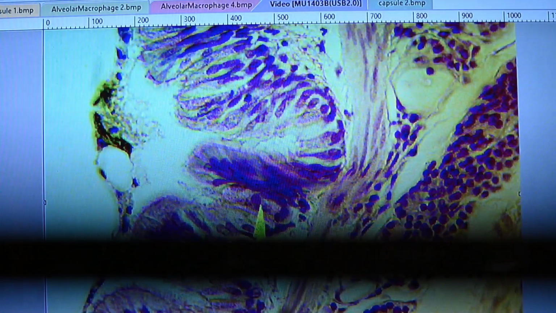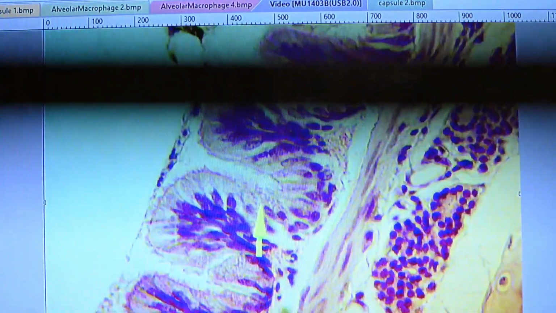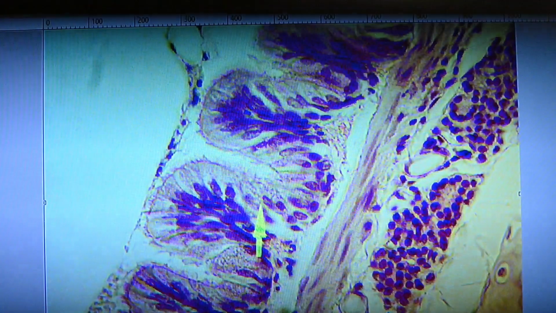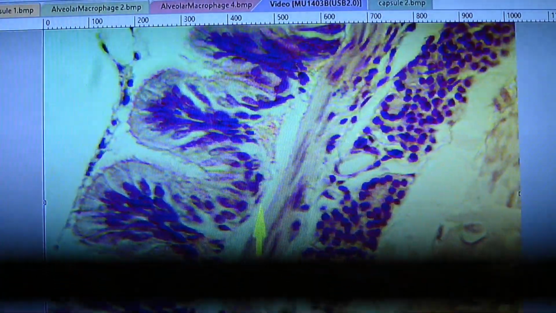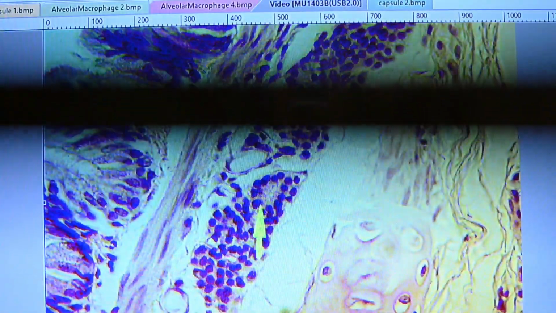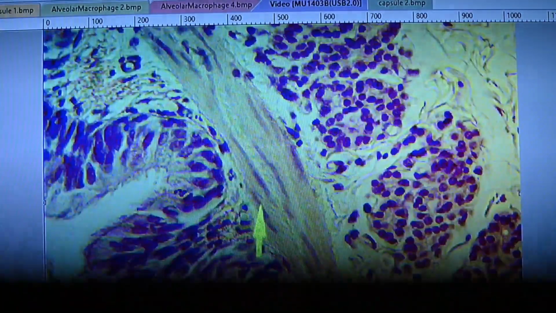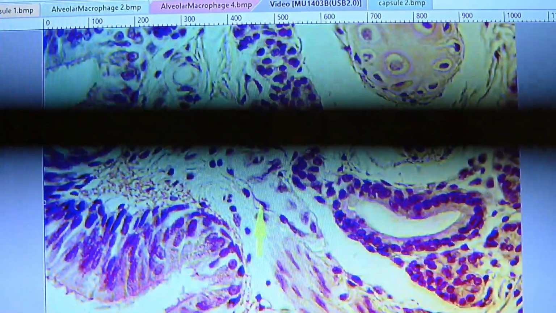Here again we have the epithelium thrown into folds. They've got pseudostratified ciliated columnar epithelium. We've got smooth muscle, we have glands, and we have some cartilage here. Same arrangement here. So this is the wall of a bronchus.